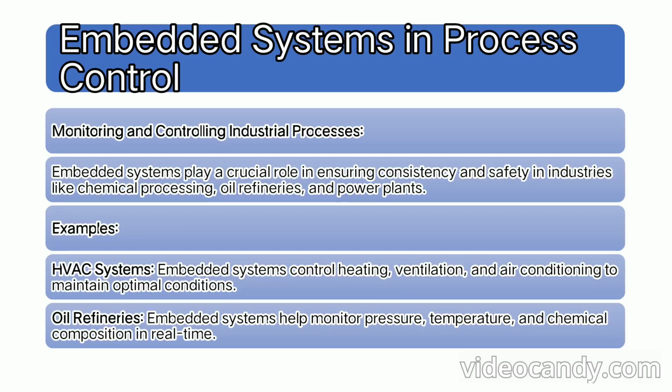Embedded systems in process control. Monitoring and controlling industrial processes, embedded systems play a crucial role in ensuring consistency and safety in industries like chemical processing, oil refining, and power plants. In HVAC systems, embedded systems control heating, ventilation, and air conditioning to maintain optimal conditions. In oil refineries, embedded systems help to monitor the pressure, temperature, and chemical composition in real time.